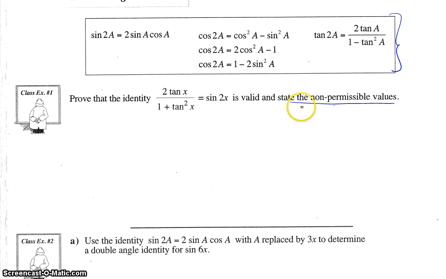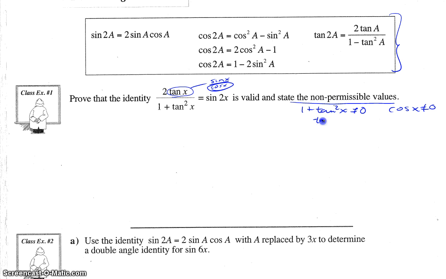So there's our obvious restriction, as in 1 plus tan squared x cannot equal 0, and we'll have to solve that. Then there's a sneaky restriction with tan, because tan is sine over cos, right? So therefore cos can't equal 0. We'll write that one down as well. So cos x can't equal 0.